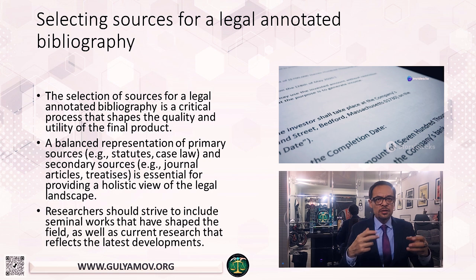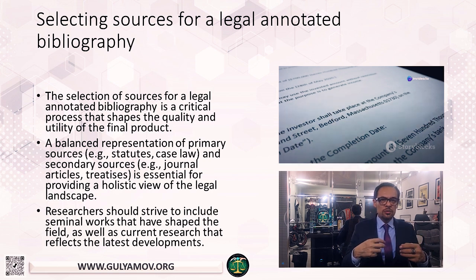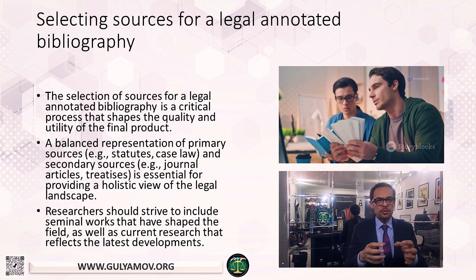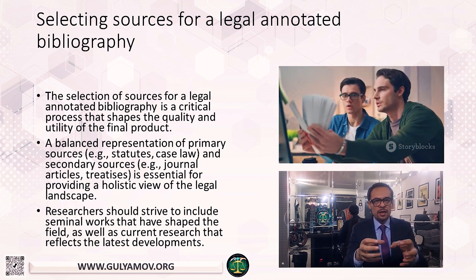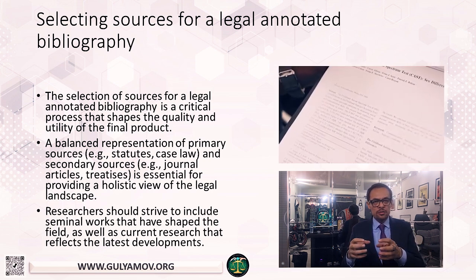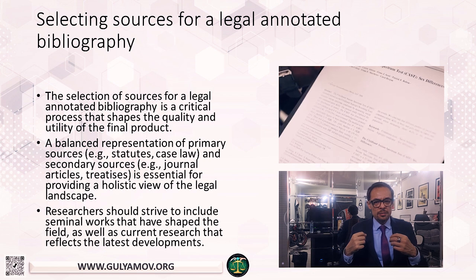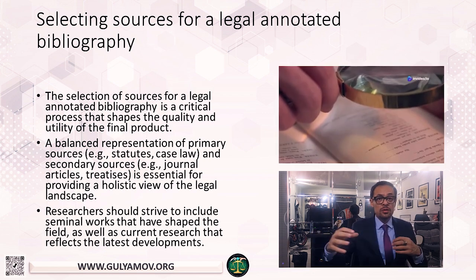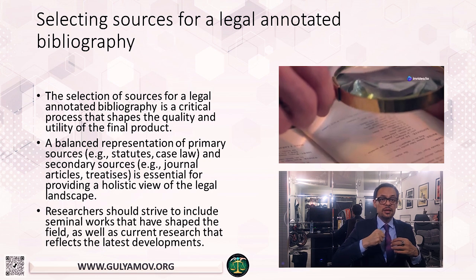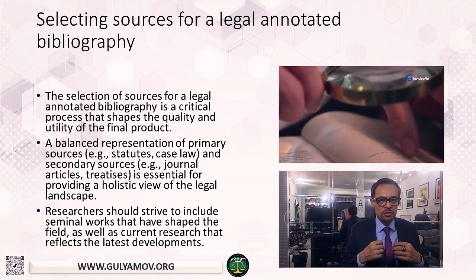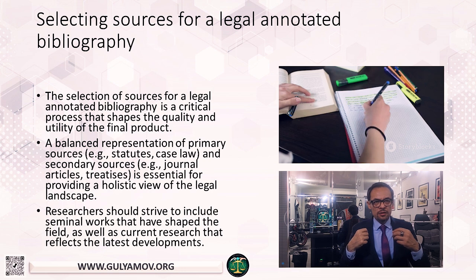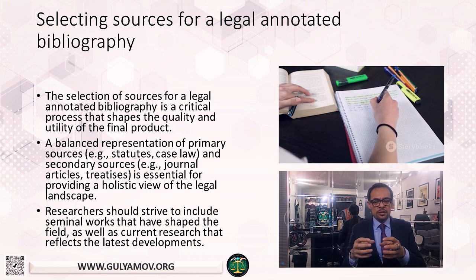Selecting sources for a legal annotated bibliography. The selection of sources for a legal annotated bibliography is a critical process that shapes the quality and utility of the final product. Researchers must employ rigorous criteria to ensure a comprehensive yet focused collection of materials. A balanced representation of primary sources, e.g., statutes, case law, and secondary sources, e.g., journal articles, treatises, is essential for providing a holistic view of the legal landscape.